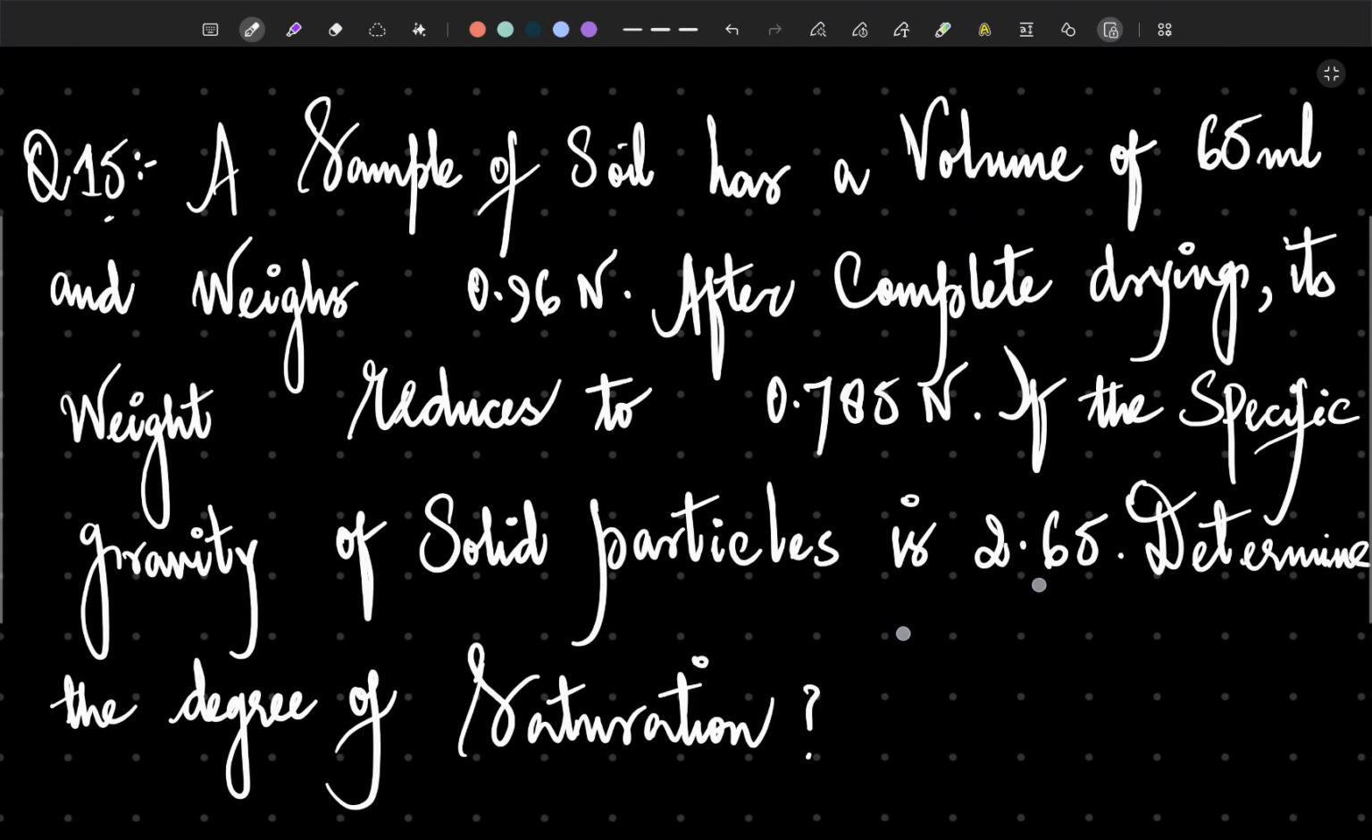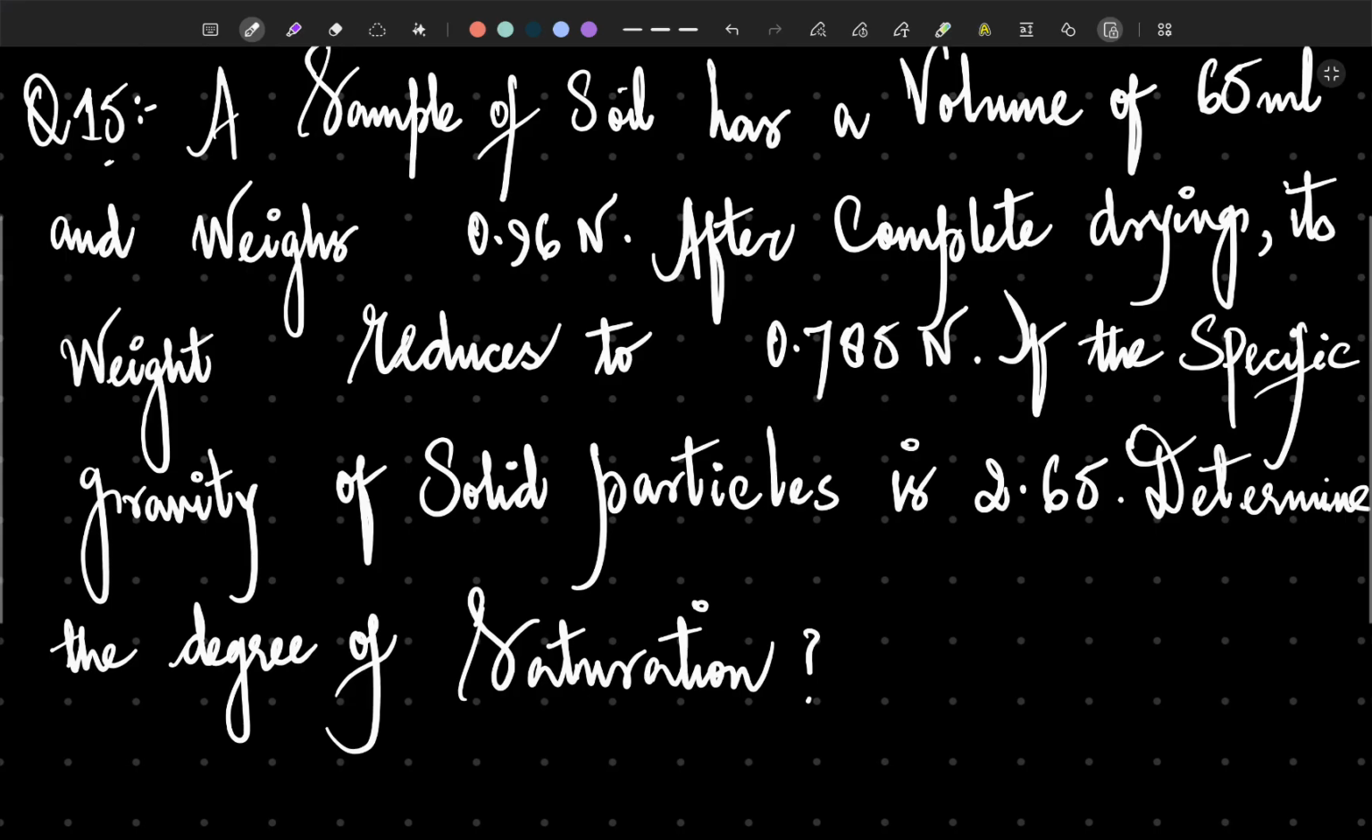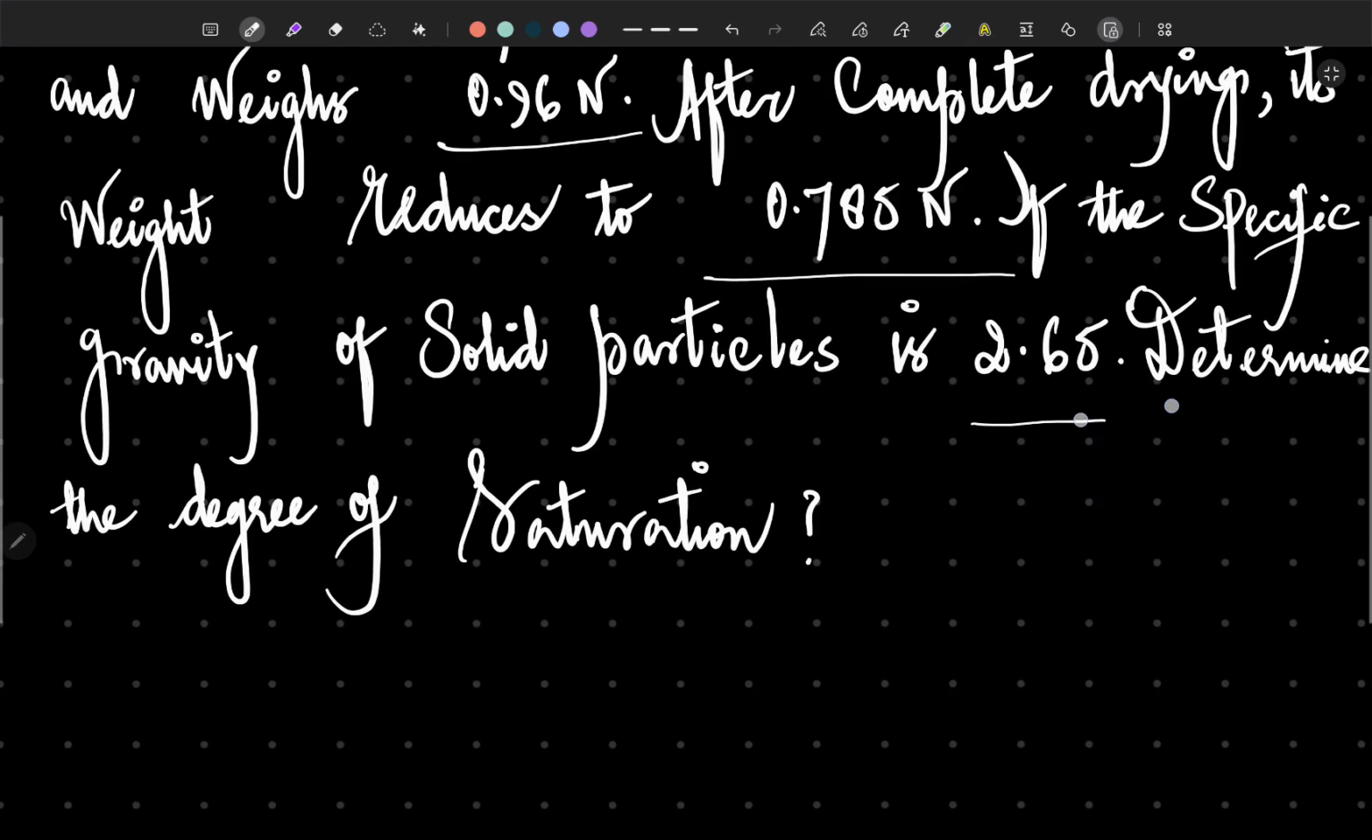All right. Question is, a sample of soil has a volume of 65 milliliters and it weighs 0.96 newtons. After complete drying, its weight reduces to 0.785 newtons. If the specific gravity of soil solid particles is 2.65, determine the degree of saturation. Let's solve this one.